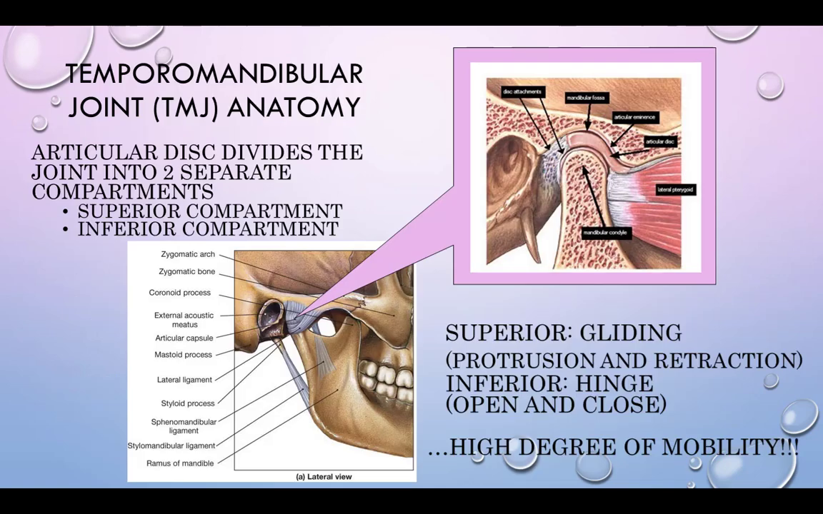An articular disc divides the temporomandibular joint into two separate compartments, the superior compartment and the inferior compartment. The superior compartment is responsible for gliding of the joint or creating the movements of protrusion and retraction. The inferior compartment is responsible for hinging the joint or creating the movements of opening and closing. The temporomandibular joint has a high degree of mobility.